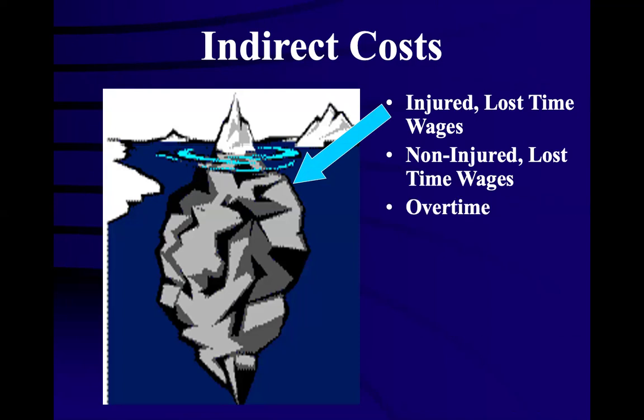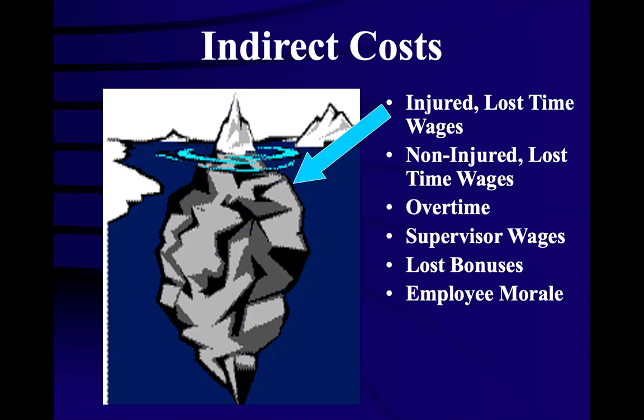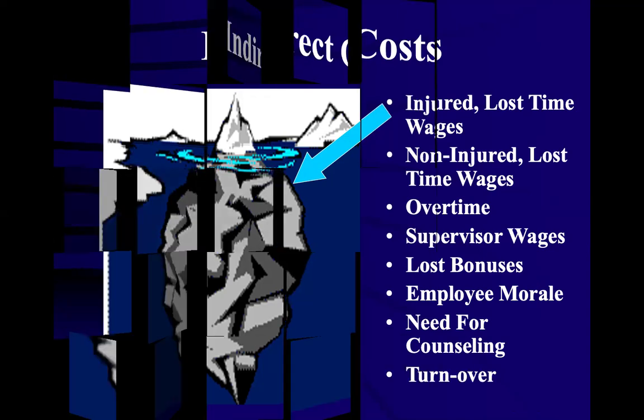When people are injured, the workload is increased, and there is overtime for people who are working. A supervisor will have to be employed, and that supervisor will take excess wages. Some bonuses may be lost. For industries where they say if you're able to maintain zero incidents of injury at the end of the year, we give you such amount of money, once injury occurs, such bonuses are lost. Employee morale is low. There is a need for counseling. Turnover is also increased.